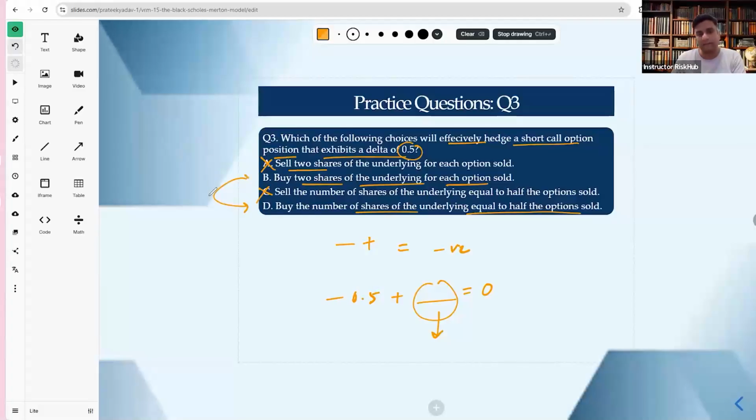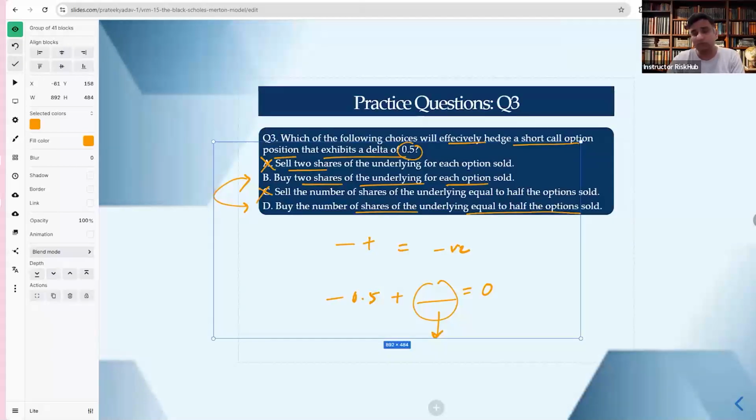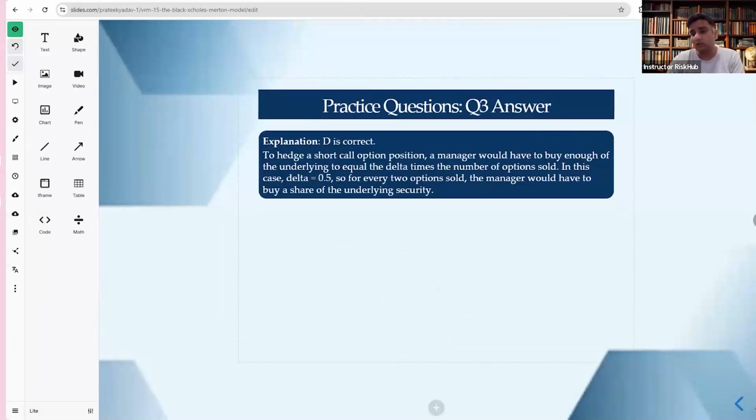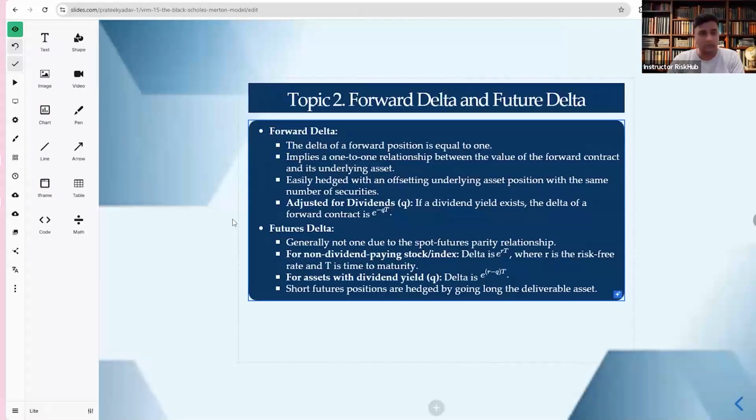What is the answer, guys? What do you think? D is the answer, right? Because it is half. You have to see half. It's an easy question if you understand the logic, because you have to have a positive position. Go back and revise it, guys. If you're finding it too difficult, because this is a little advanced topic, you have to align it with your understanding of derivatives.